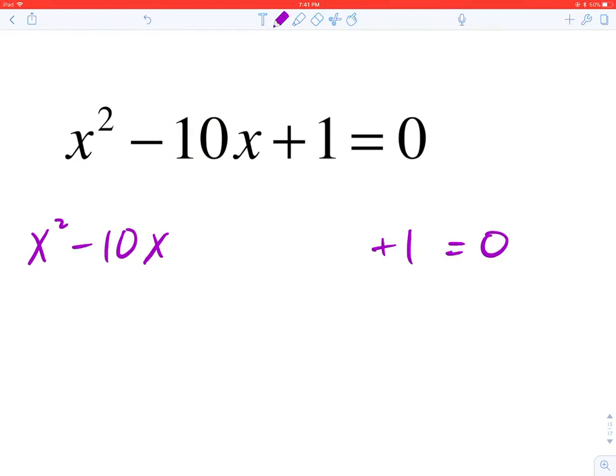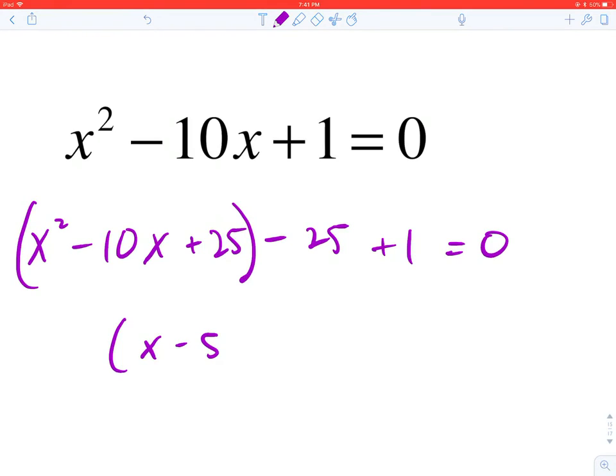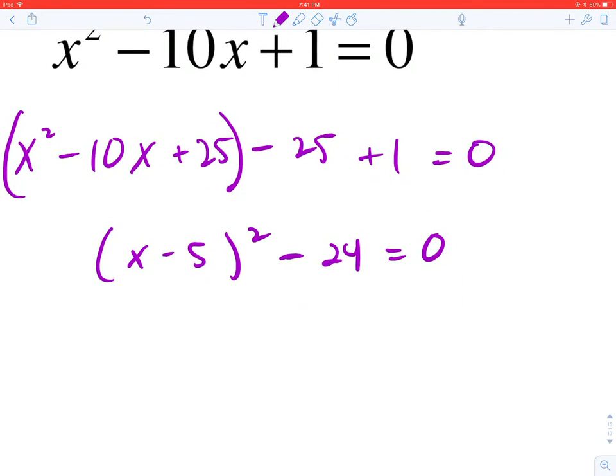Okay, so let's complete the square on the left side. Negative 10 divided by 2 is negative 5, and negative 5 squared will be 25, so we're going to add and subtract 25. Our perfect square trinomial factors to x minus 5 squared. We have the minus 24 out here. And now just thinking square root method.